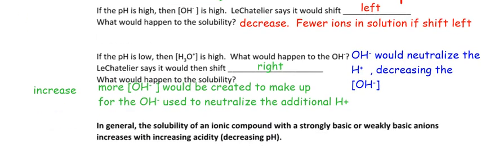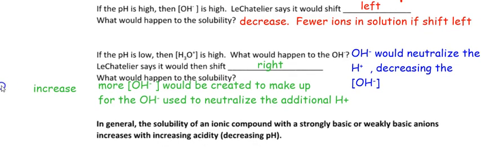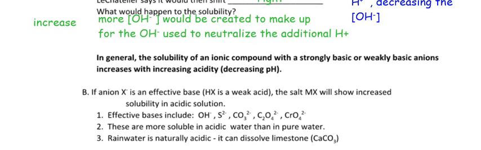So it says this: in general, the solubility of an ionic compound with strongly basic or weakly basic anions will increase with increasing acidity. So if anion X is an effective base, meaning HX is a weak acid, the salt MX will show increased solubility in acidic solutions. So what are we talking about? The ones listed here. These are more soluble in acidic water than in pure water. Rainwater is naturally acidic and can dissolve your limestone.